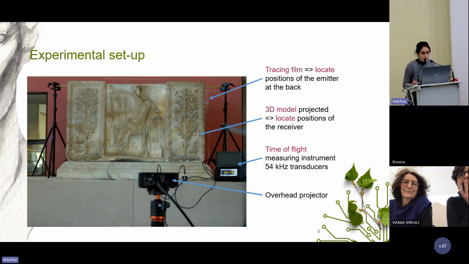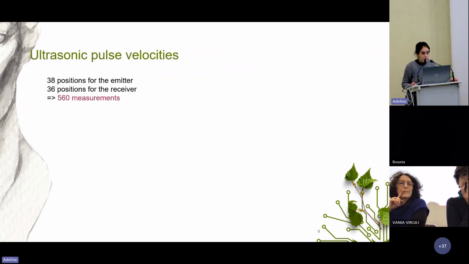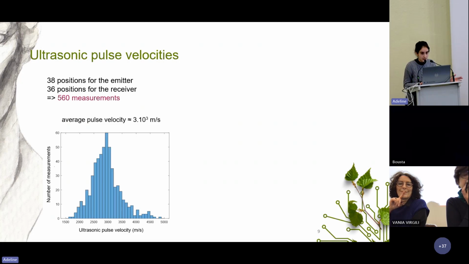For the back of the altar, we couldn't project any model on it because of the wall behind it. So we use a tracing film to locate the position of the emitters, and we place them afterwards on the 3D model. We use 38 positions for the emitters and 36 for the receivers, and we had a total of 560 measurements of pulse velocity.